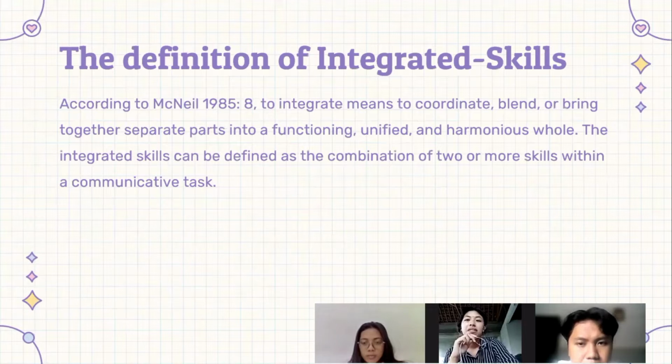The first one is the definition of integrated skills. The researcher intended to design a set of integrated materials. In the study, the researcher integrates the four skills: listening, speaking, reading, and writing skills. Therefore, it is important for the researcher to discuss the theory of integrated skills. According to McNeil, 1985, to integrate means to coordinate, blend, or bring together separate parts into a functioning, unified, and harmonious whole. The integrated skills can be defined as the combination of two or more skills within a communicative task.